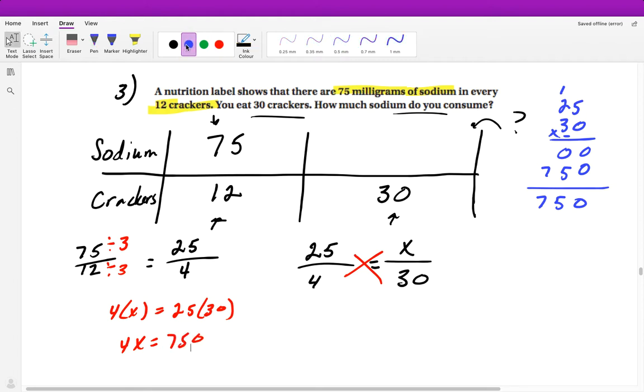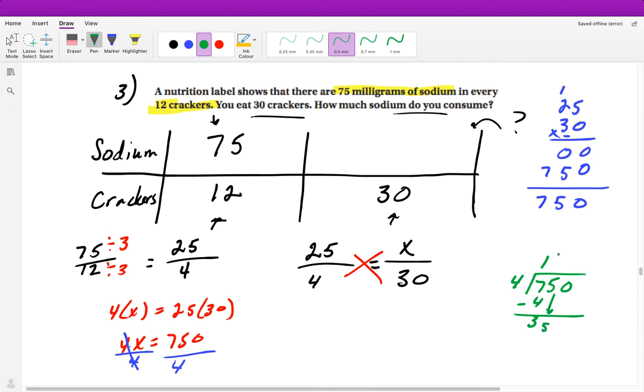Well, as we've been doing a bunch right now, how do we solve for x? It's being multiplied. To get rid of multiplication, we will divide. So x is then equal to 750 divided by 4. Let's go ahead and do 750 divided by 4. 4 goes into 7 once. Subtract. Gives me 3. We drop down the 5. 4 goes into 35 8 times. So that gives me 3. We can then drop down the 0.